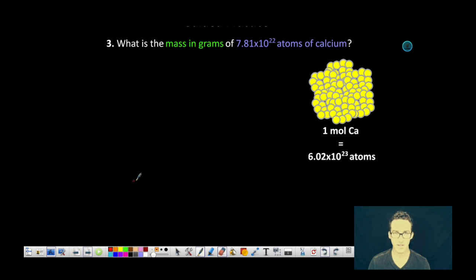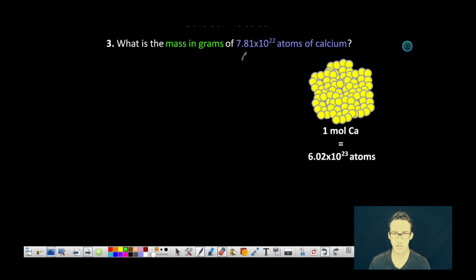This problem asks us what is the mass in grams of 7.81 times 10 to the 22 atoms of calcium. Again, when you work through these problems, it's always a good idea before you start to go back and reference the amount in 1 mole. So again, I've got a little bit of a visual over here for you to help you recognize what's going on with this problem. It's a little tricky here because numbers in scientific notation can cause problems.